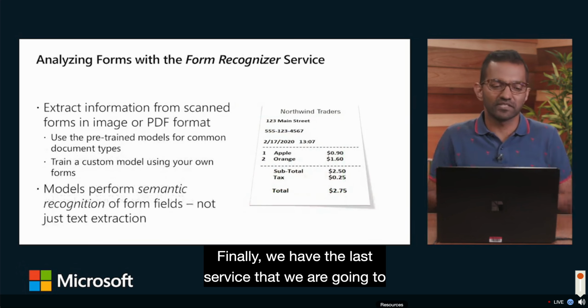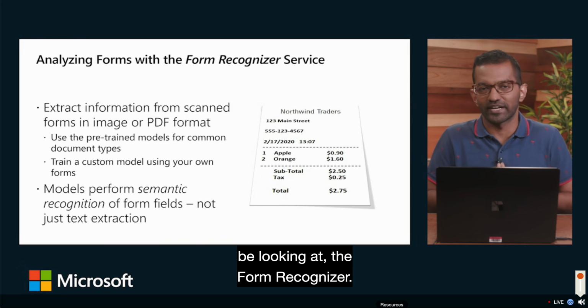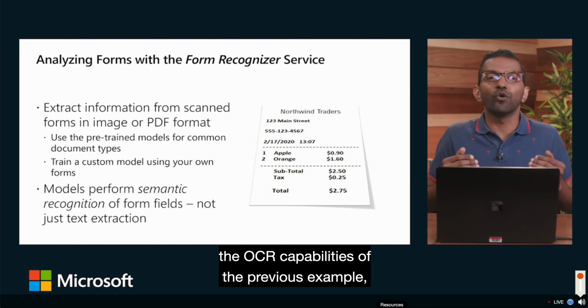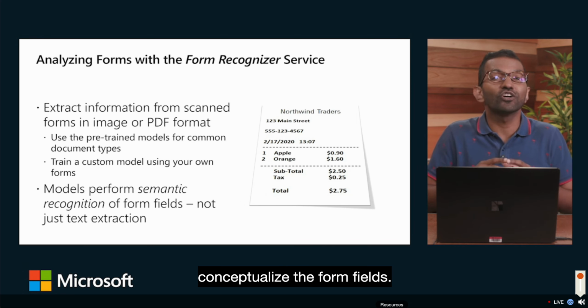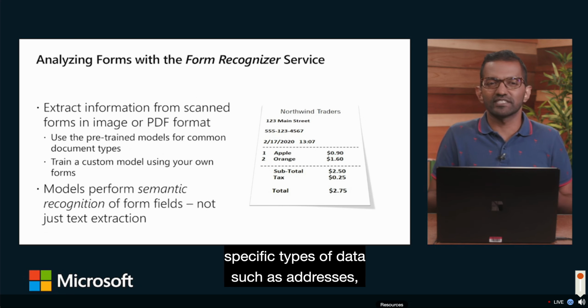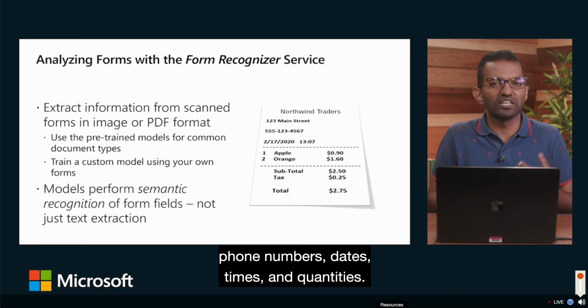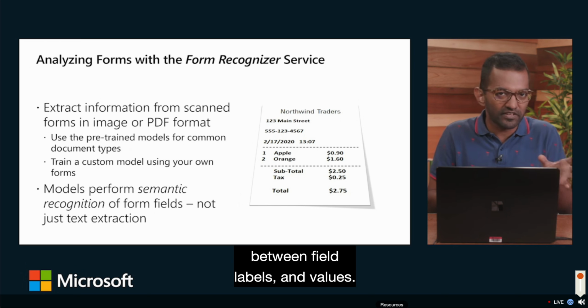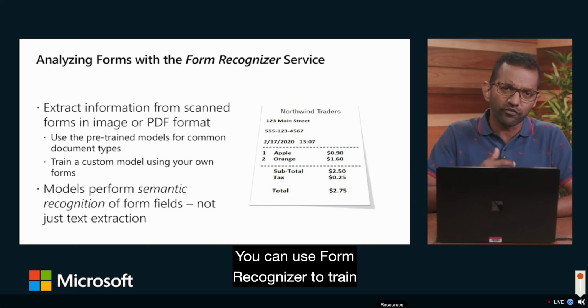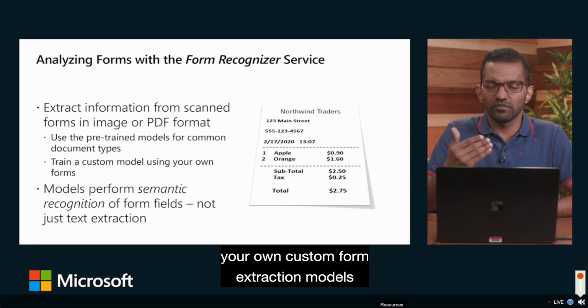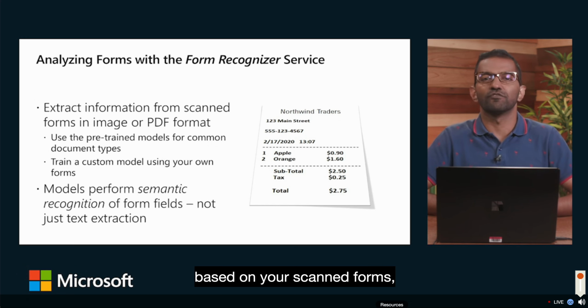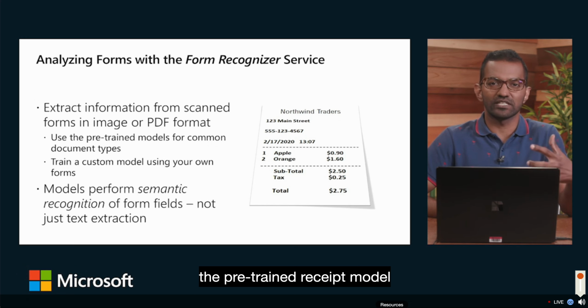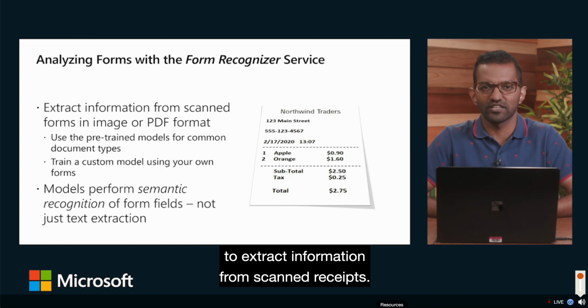Finally, we have the last service that we're going to be looking at, the Form Recognizer. This service builds on the OCR capabilities of the previous example and has the additional ability to conceptualize the form fields. For example, identifying specific types of data such as addresses, phone numbers, dates, times, and quantities. It can also understand the relationship between field labels and values. You can use Form Recognizer to train your own custom form extraction models based on your scanned forms. Or you can use the pre-trained receipt model to extract information from scanned receipts.